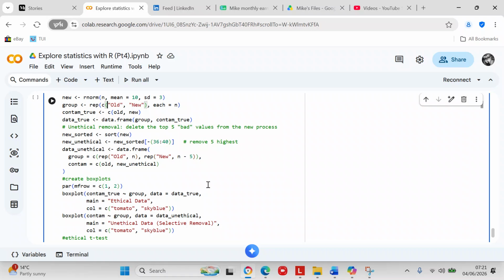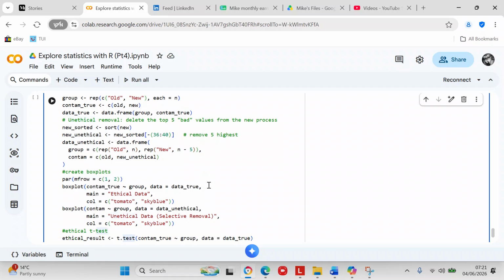So we're going to create box plots. par(mfrow) is a vector of 1 and 2. And then we're going to create a box plot: boxplot(contam_true ~ group, data = data_true). Main, which is your title, is ethical data. Color is a vector that has tomato and sky blue in it.